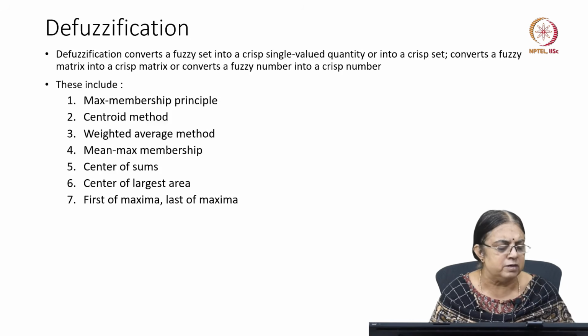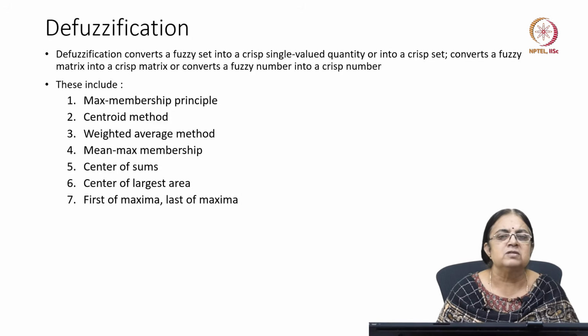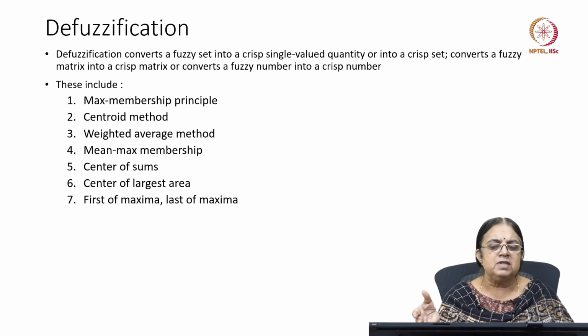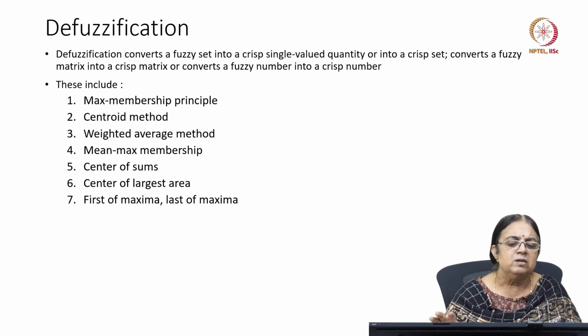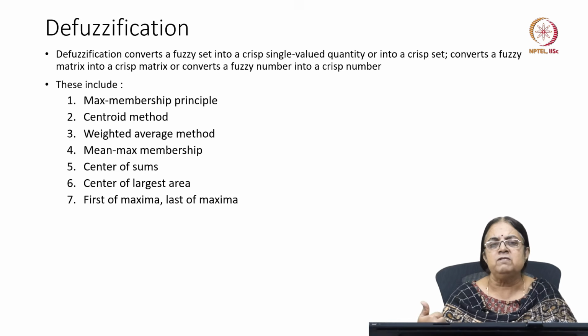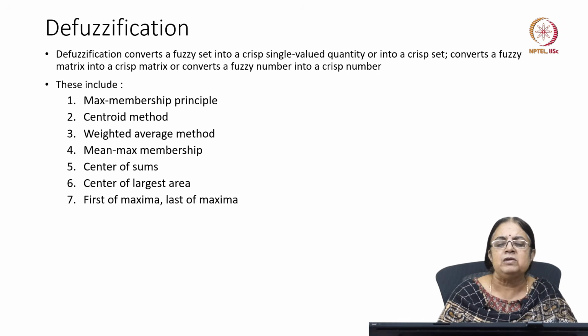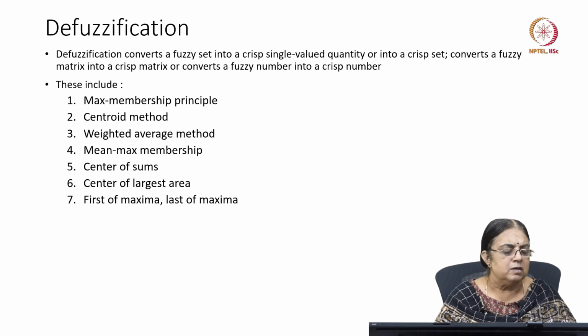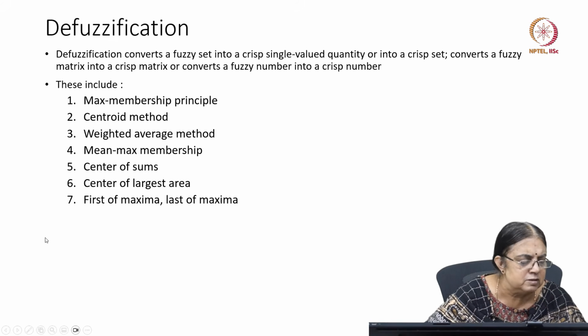Okay, next we will look at the defuzzification methods. Once you have carried out fuzzy inference in some way, you will get a fuzzy value as your output. That fuzzy value has to be converted into a crisp value. In other words, you have to take a fuzzy set and convert it into a crisp set. You may have to convert a fuzzy matrix into a crisp matrix, or a fuzzy number into a crisp number. So these are all the methods that you can use for doing this, right?